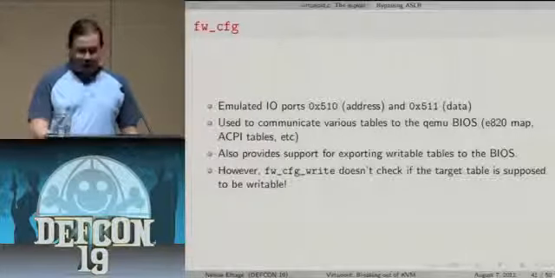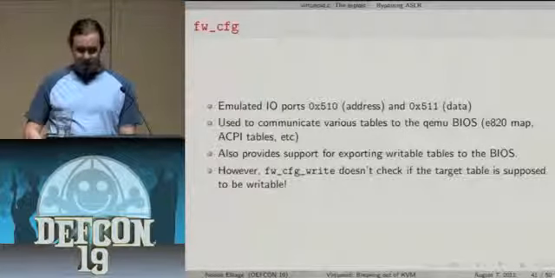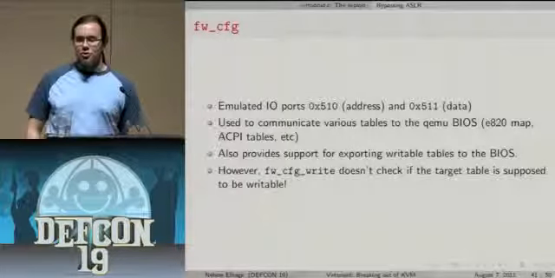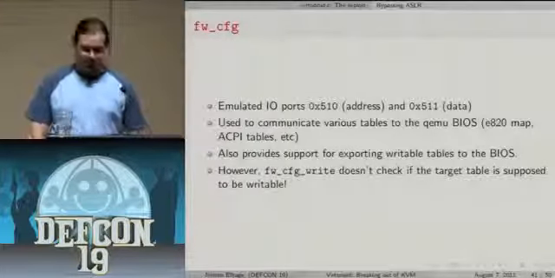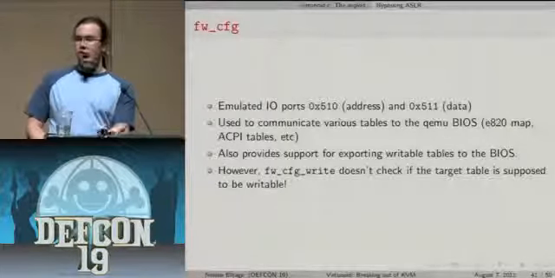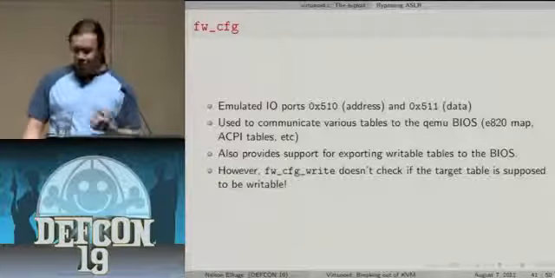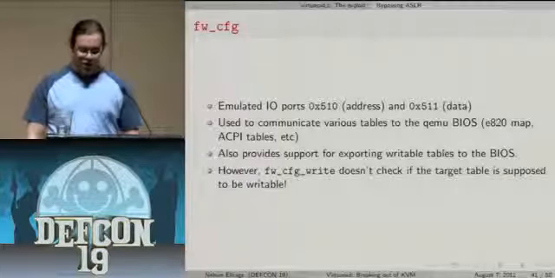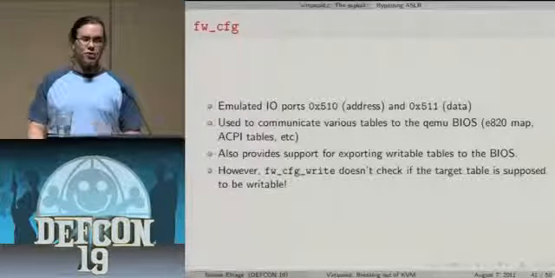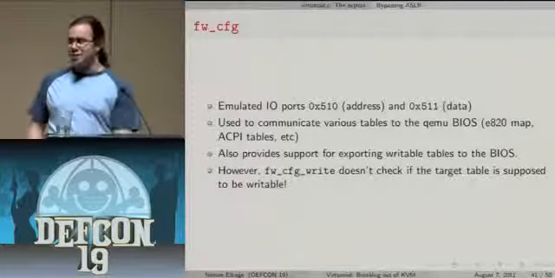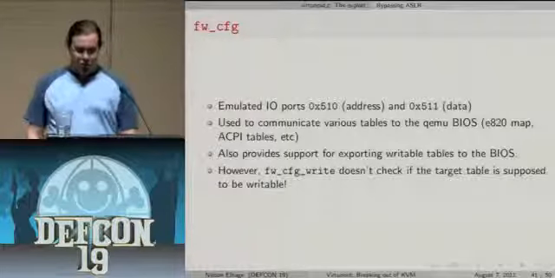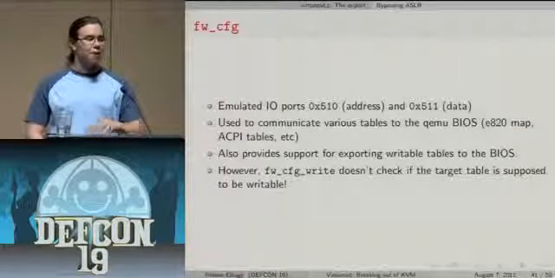Its purpose is to export data tables that the BIOS needs, such as the E820 map that describes the layout of physical memory, the ACPI tables that describe how to interface with the emulated ACPI hardware, etc. It also has support for the BIOS feeding information back to the emulated hardware. This is a little odd in that, as of the versions that I checked, this support for writable tables isn't actually used anywhere in QEMU KVM. There are actually no places that it exports tables that the BIOS is expected to write. But the infrastructure is there, and not only is it there, it actually lets the BIOS or any software write to any of these exported tables.